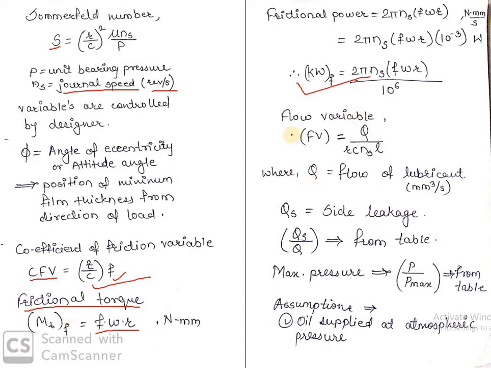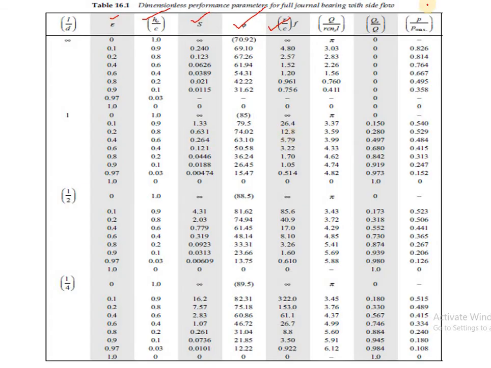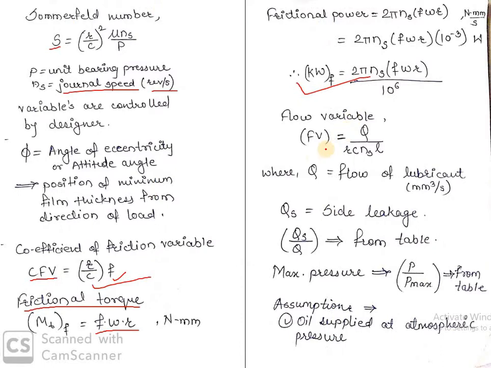Now the next variable is the flow variable. Here in the diagram you can see these three variables, so let's see how they came. The flow variable is equal to Q / (r c ns L), where Q is nothing but the flow of lubricant, given in the unit mm³ per second. If you know any two of these, like if you know the L by D ratio and the Sommerfeld number, then you can find out the rest of the things. So from this you will get the rate of flow of lubricant.